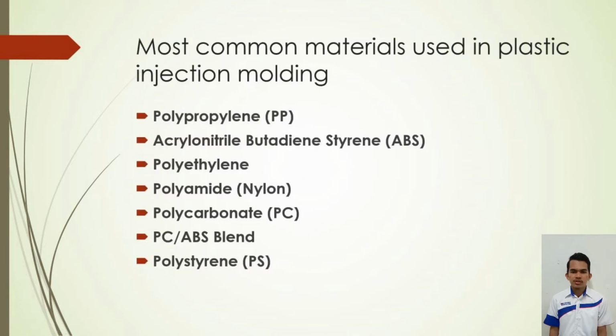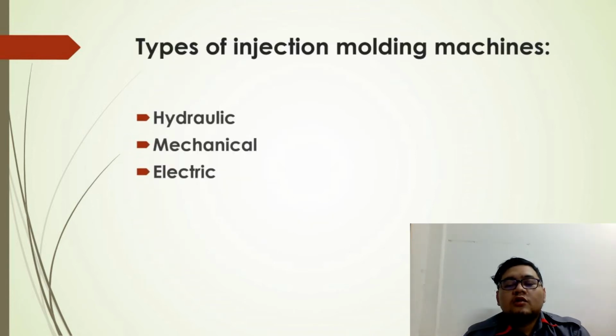Most common materials used in plastic injection molding: polypropylene, polyethylene, butadiene, polyamide, polycarbonate, ABS, polystyrene. Next, I would like to talk to you about types of injection molding. Okay, there are three types of injection molding. First is hydraulic, mechanical, and electrical.